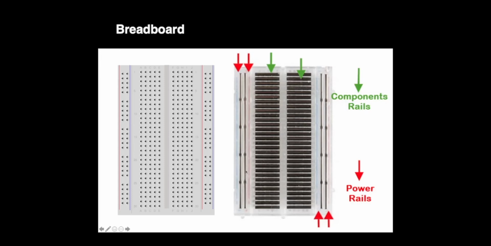The lines on the side are usually used for power rails. That's where you usually plug in your battery or your Arduino to power the circuit. Then you can use these rails to power your components from the side. And it's good to do it from both sides as well.